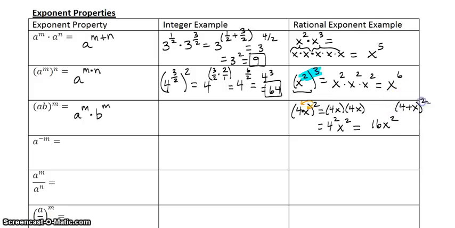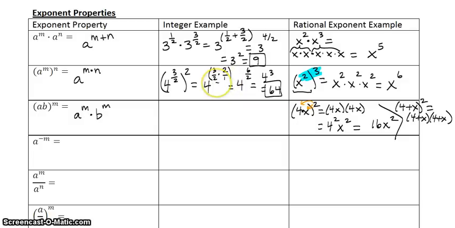So let's suppose I had 4 plus x squared. In that situation, you have to write it out and then FOIL it. And we're going to talk about that a lot this year because that's really important. So you cannot distribute an exponent if I have a plus or minus sign inside, only if it's multiplied.